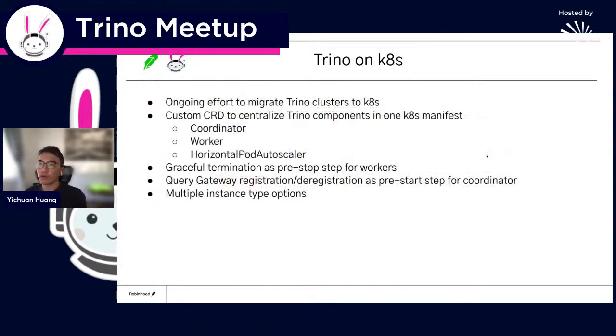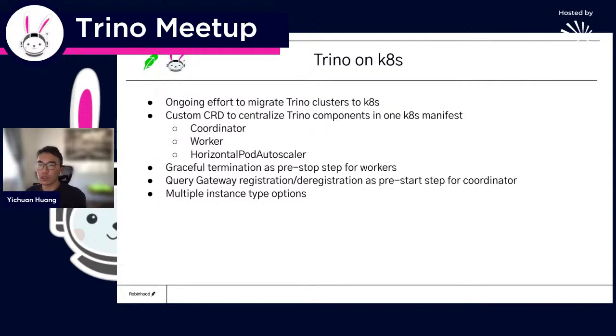So like I mentioned, we have an ongoing effort to migrate Trino clusters to Kubernetes, and to reduce the operational overhead, we will customize a CRD. It's a Kubernetes concept of custom resource definition, basically to centralize all the Trino components in one Kubernetes manifest, so that we centralize changes in one place, and whenever we make a change, we just call Kubernetes to auto deploy that.